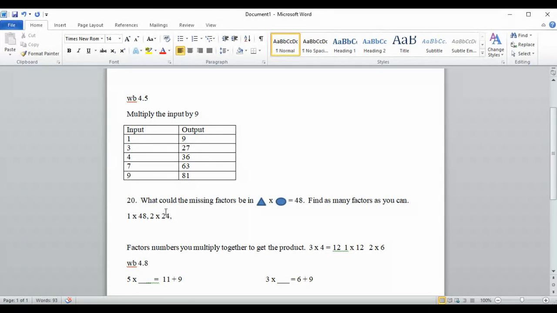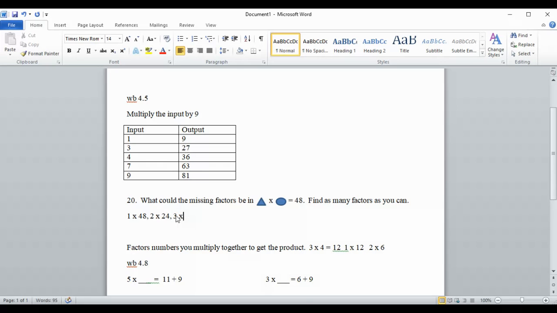And I know that 24 is not on your regular multiplication chart. That's just because your multiplication chart only goes up to 12. But we could go higher than that. So here's two more factors. Then it wants to know 3. 3 times what would give us 48?